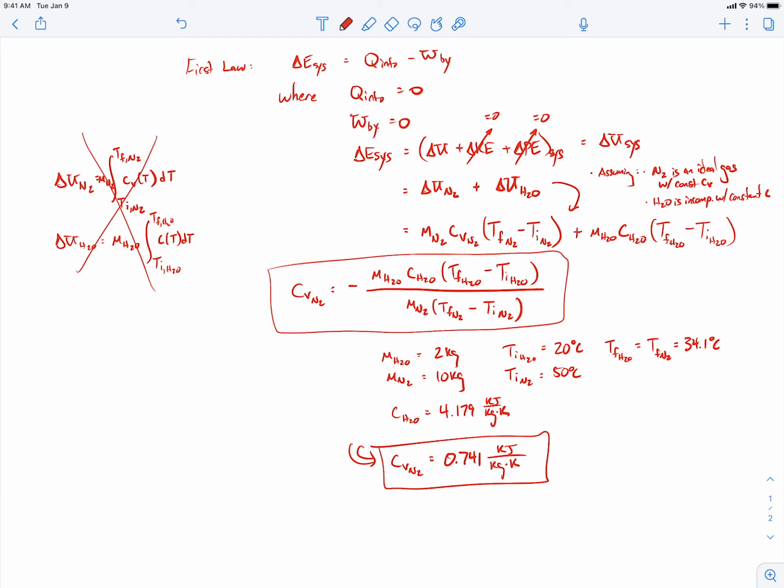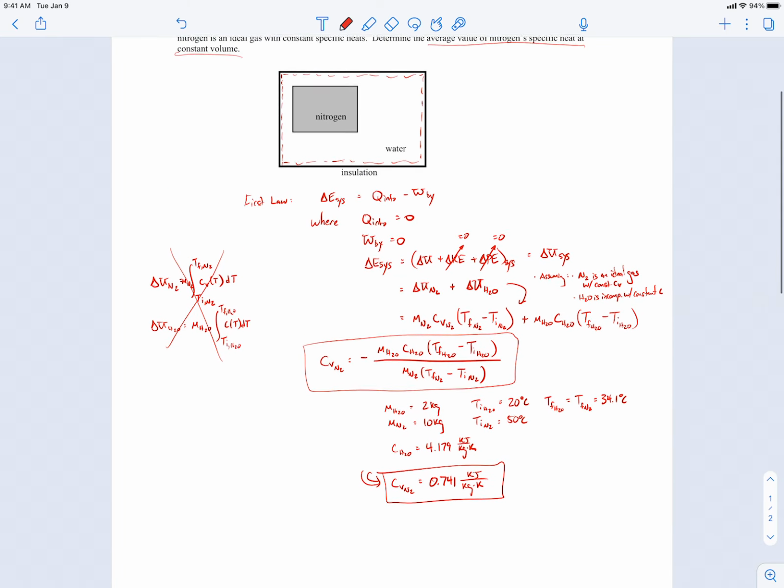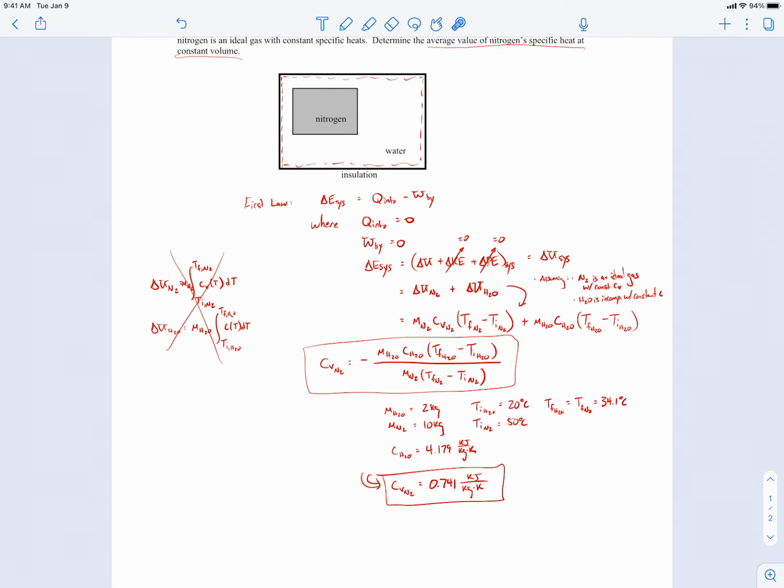Okay, so this is an application of the first law. We made use of the fact that it was an insulated container, so the heat transfer is zero. It's a rigid container, so there's no work, and there's no electrical work or anything like that. We also made use of the assumption that the nitrogen is an ideal gas with a constant specific heat at constant volume, and that the water was an incompressible substance with a constant specific heat. And then the rest of this was just doing some rearranging and plugging in numbers. Okay, we'll end the example there.